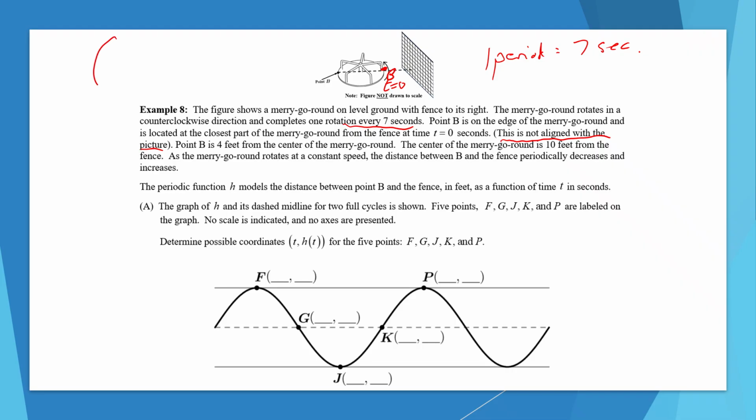So here, if we draw this even just a little bit more 2D, point B is going to be right here. And then this is 4 feet from the center of the merry-go-round. The center of the merry-go-round, however, is 10 feet from the wall. So this is 10. As the merry-go-round rotates at a constant speed, the distance between B and the fence periodically decreases then increases. And so let's take a look here, right? What is our x value? That is going to be time in seconds, not minutes this time. And then what is our y value? That's going to be distance from the fence.